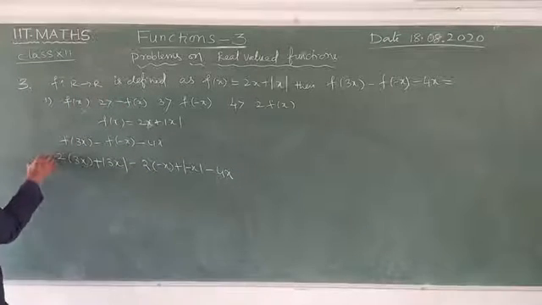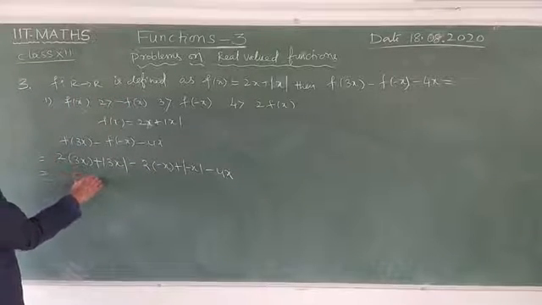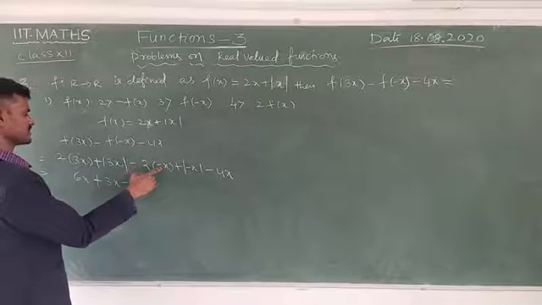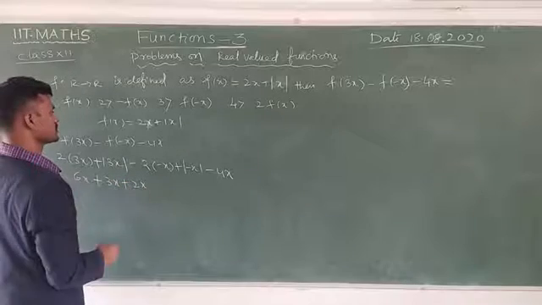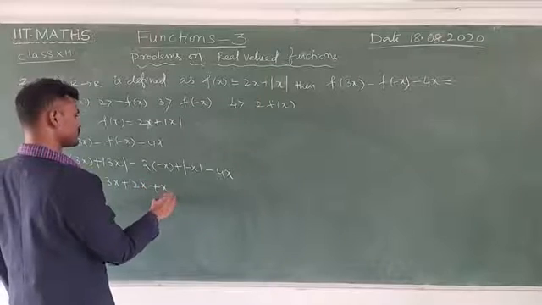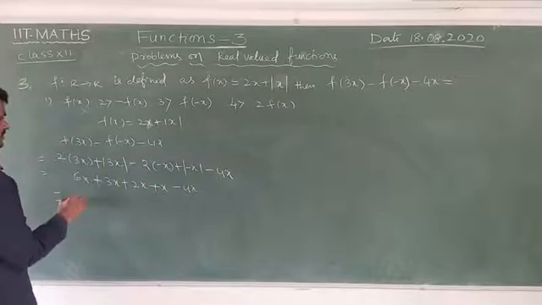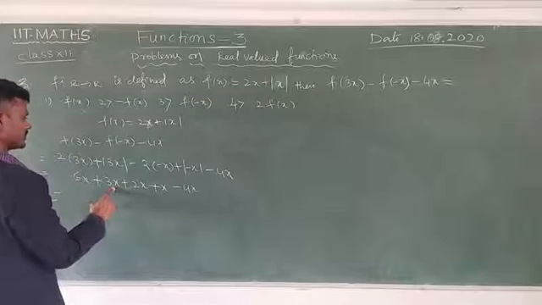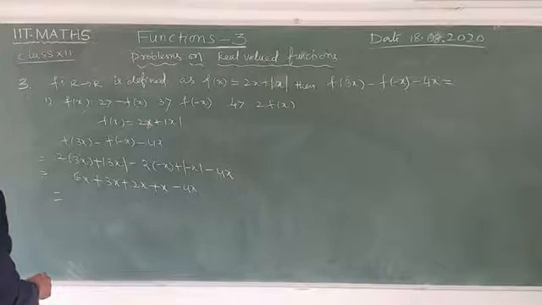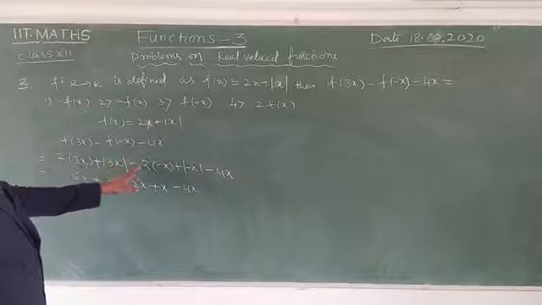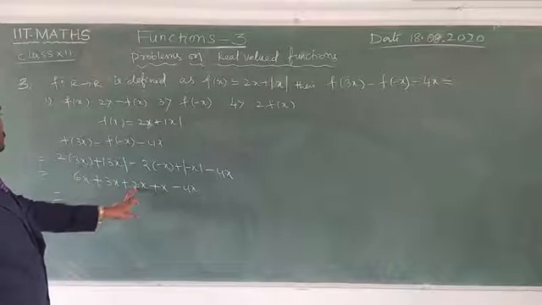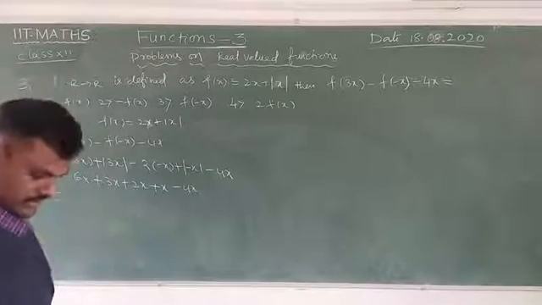Okay, now see here. 2 into 3 is 6x. Modulus of 3x is equal to 3x. And minus into minus is plus 2x. Next one, modulus of minus x is equal to plus x, minus 4x. Now 9, 10, 12, 12 minus 4, 8x. Just a minute. f of minus x, here 2 into 2, here 9x, 11x. One minute.